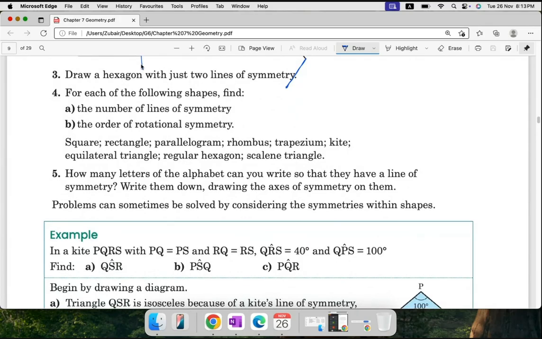Question number 3. Draw hexagon with 2 lines of symmetry. So we have to keep in mind that we need a 6-sided figure and 2 lines of symmetry. So I'm just thinking of an elongated type hexagon. Now it may have one vertical and one horizontal line of symmetry.